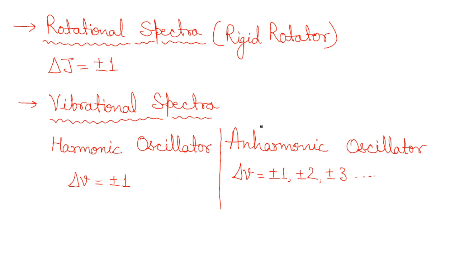If I'm going to talk about the vibrational spectra, in this case you are going to have the harmonic oscillator and anharmonic oscillator. For the vibrational spectra case, when you want to write the selection rule for the harmonic oscillator, it will be delta V is equal to plus minus 1. What is V here? V is the vibrational quantum number. When you want to write it for the anharmonic oscillator, the selection rule will be delta V is equal to plus minus 1, plus minus 2, plus minus 3, and so on. So basically in this case you can consider the transition for any such condition in which the delta V value you will get will be equal to plus minus 1 or plus minus 2 or plus minus 3 or so on.